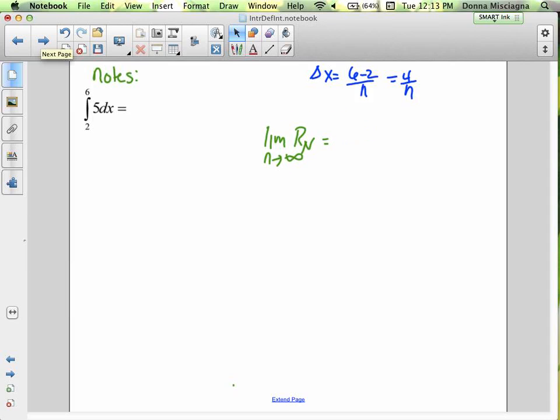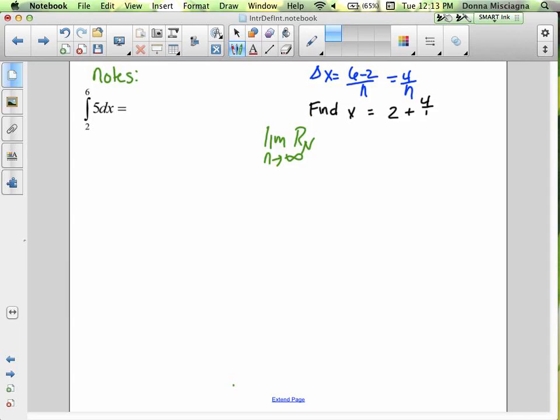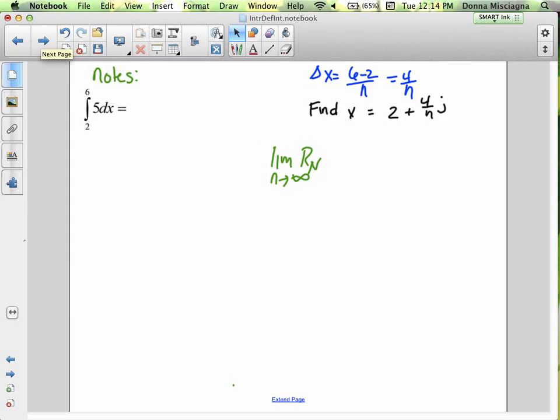Move this down, and we'll get rid of the equals. It's better to leave the equals off than to include them sometimes. All right, so find x. Our starting value is 2 plus the change in x, 4 over n, times j, because this is a right Riemann sum. Now we're going to substitute that into the function.